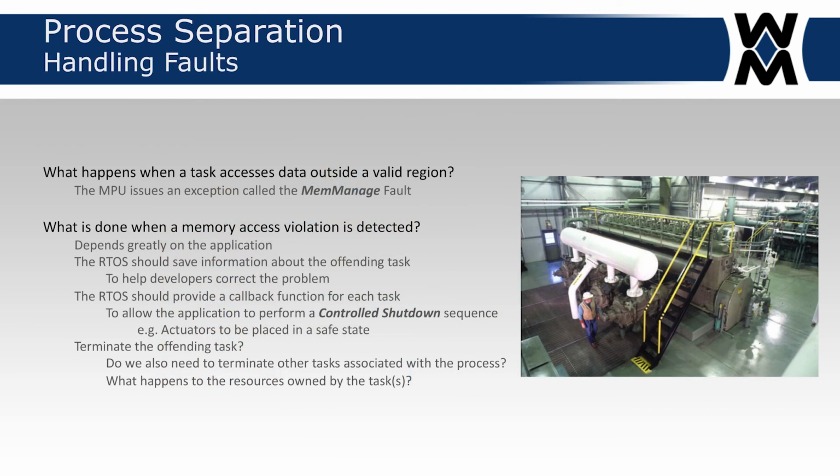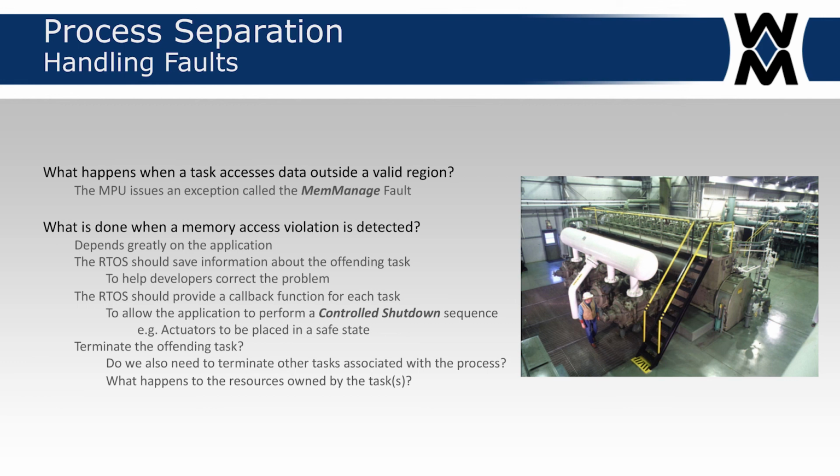Okay, so what happens when you get a fault? In the case of the Cortex-M, the MPU issues an exception called the mem manage fault. It's an exception handler that your application code will need to take care of. Your embedded system will need to take care of this mem manage fault exception handler. So what is done when the memory access violation is detected? Well, that really greatly depends on the application. Should the RTOS just save information about the offending task? Should it just terminate the task, kill the task? Should it kill the whole process? Should it do a whole bunch of things like that?